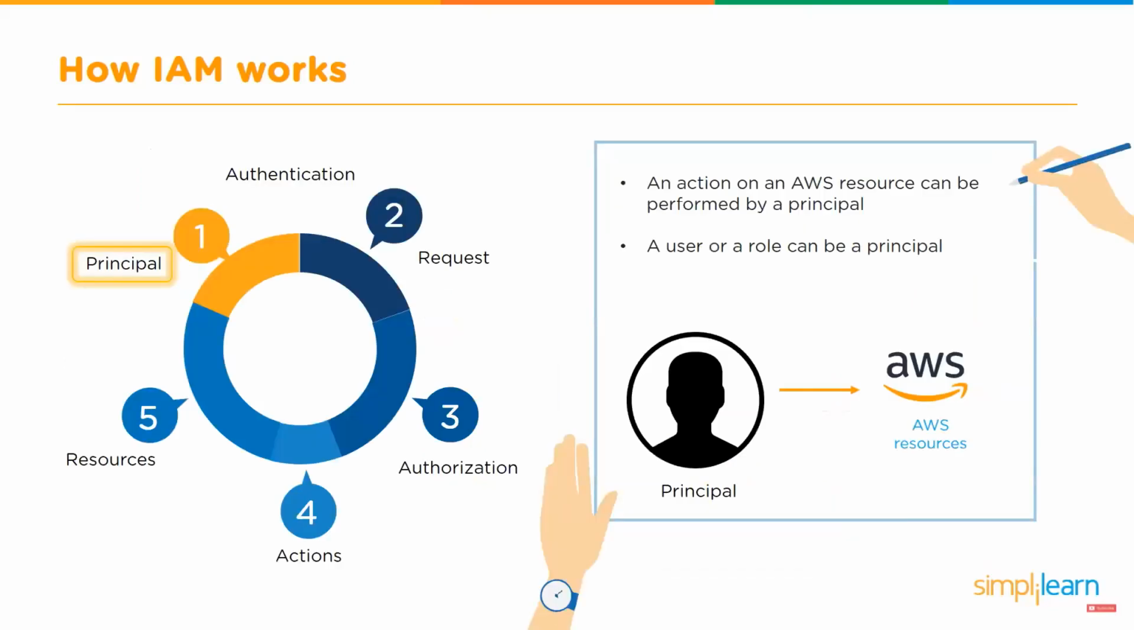Let's talk about principal, for example. An action on an AWS resource can only be performed by a principal. An individual user can be a principal. A role in AWS IAM can be a principal as well. In other words, a principal is an entity that can take an action on an AWS resource. A principal can be a user, a role, or an application that's trying to access the AWS environment.